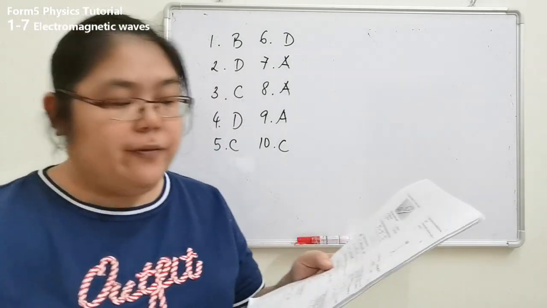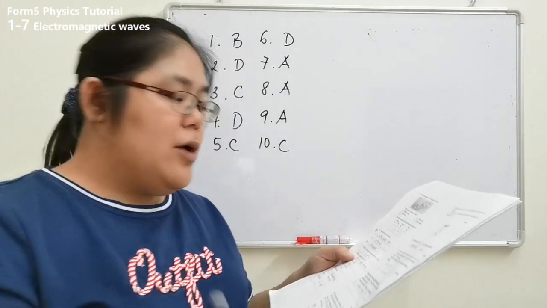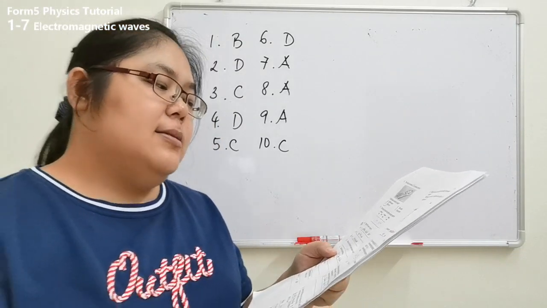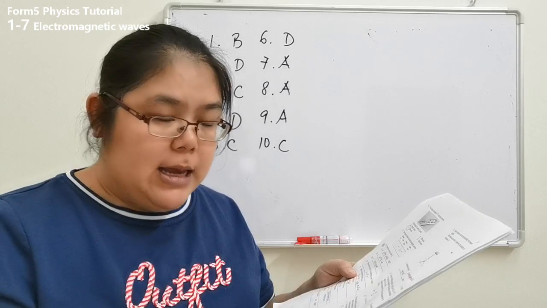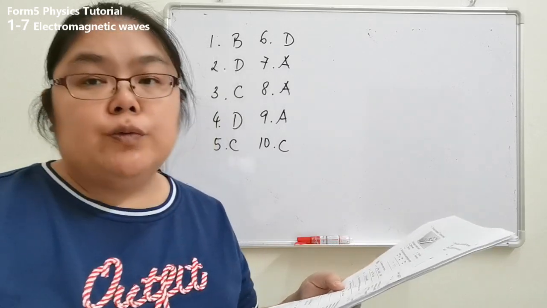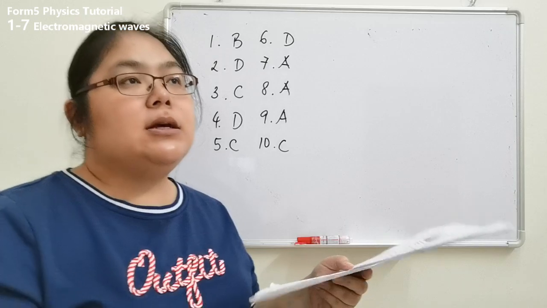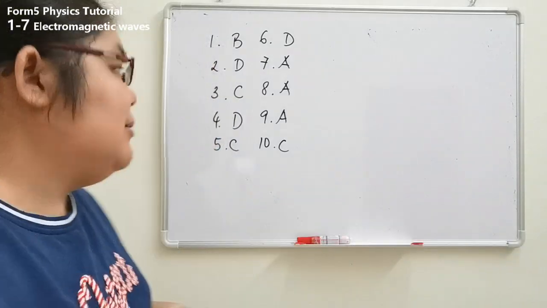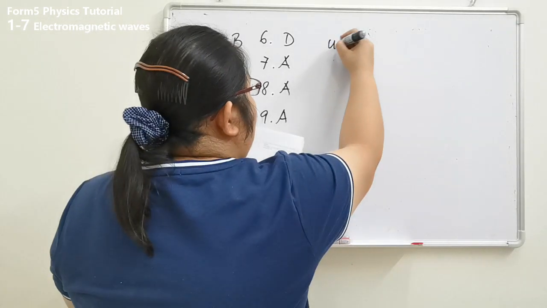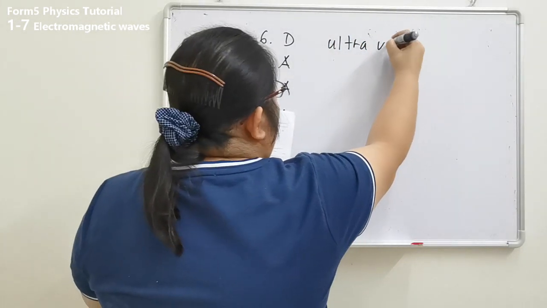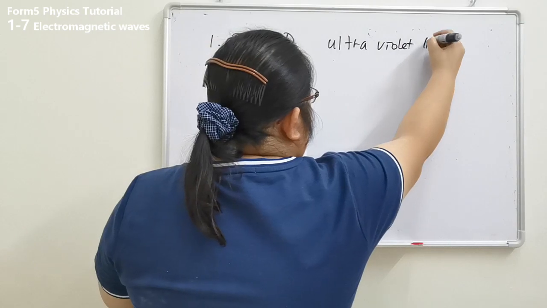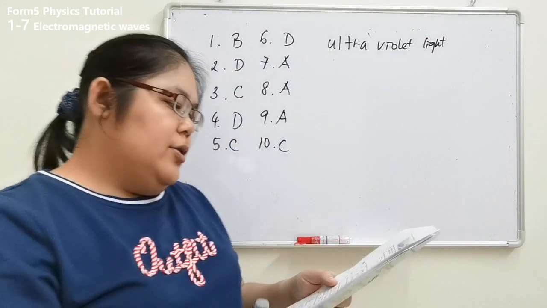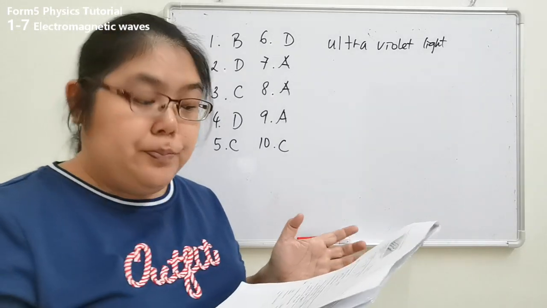R is microwave. Okay, then for the Q, after microwave, there should be the infrared. Okay, infrared, then P, visible light. After visible light, there's UV light. Normally the UV light, we write the full one, ultraviolet light. Okay, ultraviolet light.